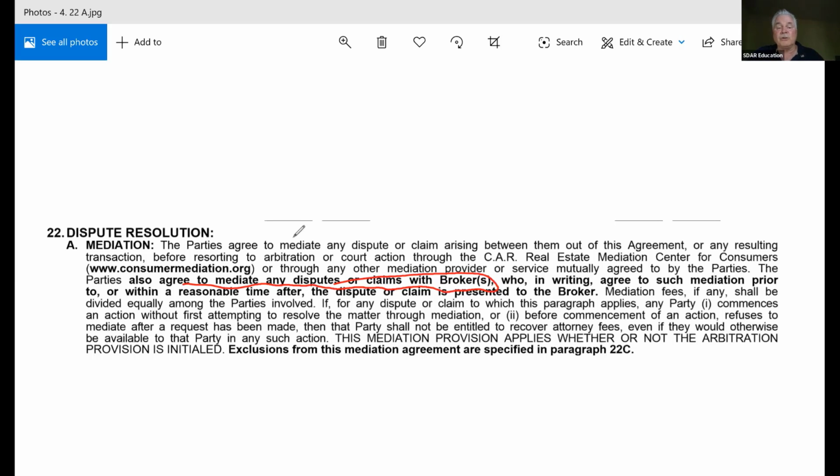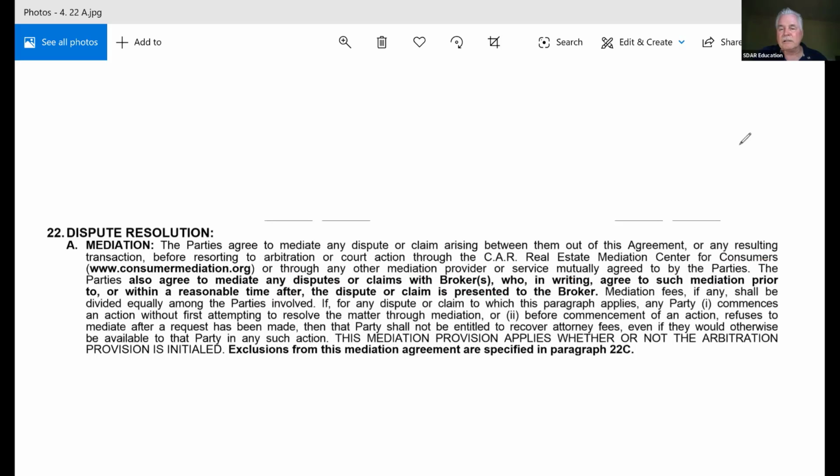So the parties also agree to mediate any disputes. So now we've gotten everybody to agree to mediate disputes with their own parties or their own agents or other agents, but not sue them individually without at least attempting mediation, who in writing agree to such mediation prior to or within a reasonable time after the dispute or claim is presented to the broker. So, broker, unless the broker has already agreed to do it, there's no obligation for the broker to do it.